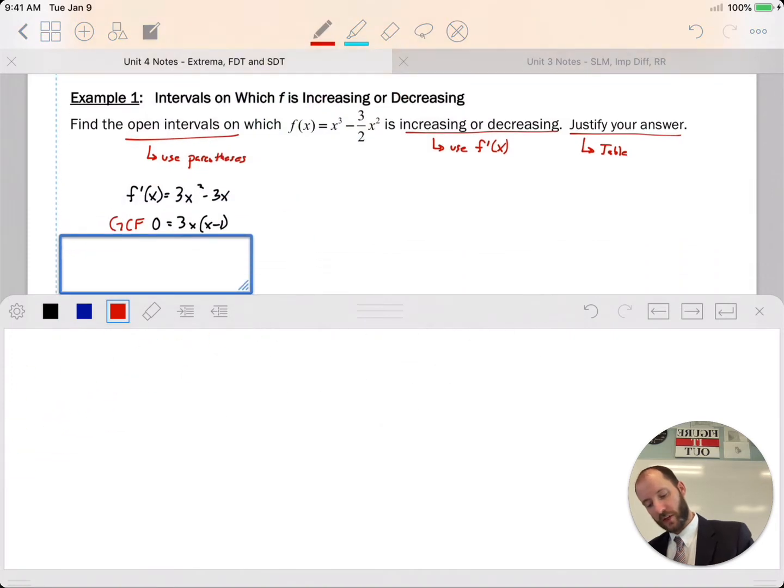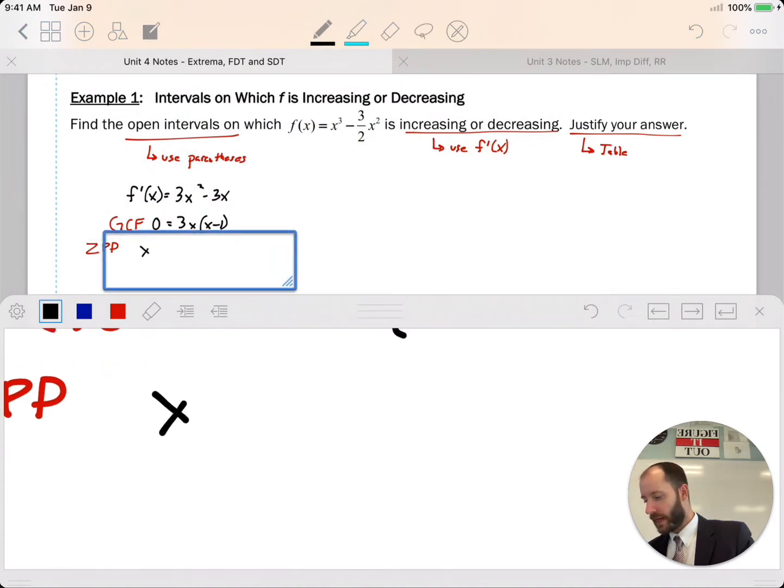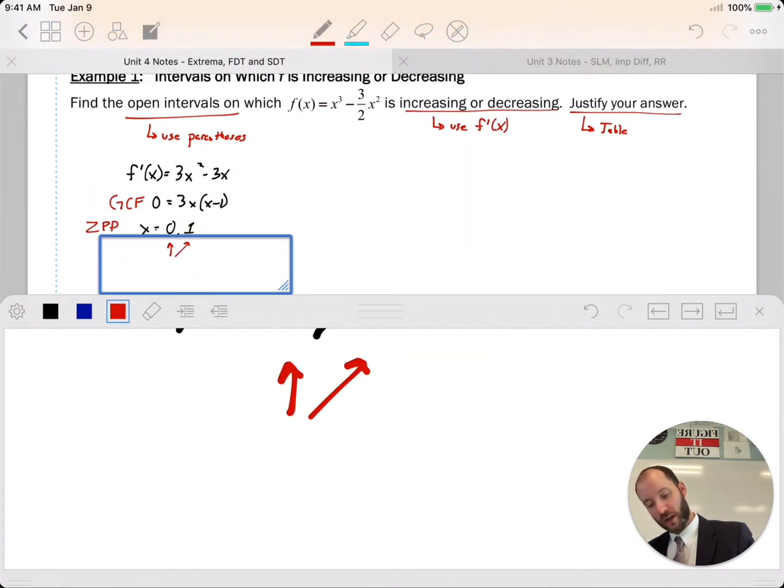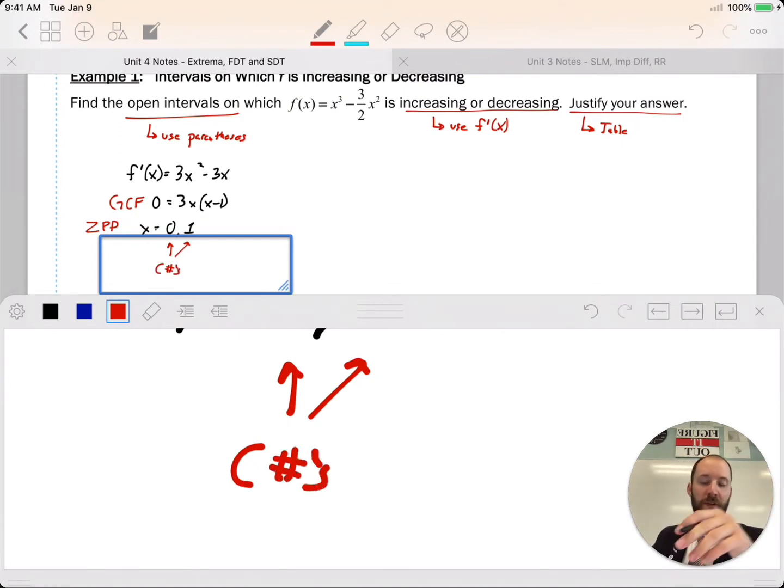So then you have a factor, now zero product property. And x equals 0 and 1. And those are our critical numbers. Remember, critical numbers, where the derivative equals 0 or the derivative is undefined, critical numbers could produce maximums, minimums. Okay, every max or min is a critical number. Not every critical number is a max or min. Okay, gotta keep that straight.